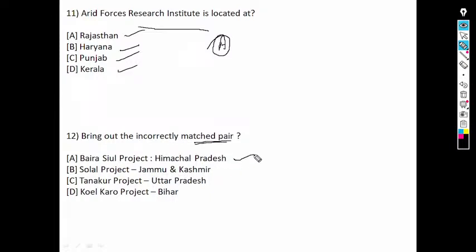Viral Silul project Himachal Pradesh, Solal project Jammu and Kashmir, then Kanpur project is in Uttar Pradesh, then Koil Karo is in Bihar. Koil Karo in Bihar, Viral Silul Himachal, Solal Jammu Kashmir, Kanpur is Uttar Pradesh. And with the odd question, the wrong pair is Koil Karo, which is not Bihar.